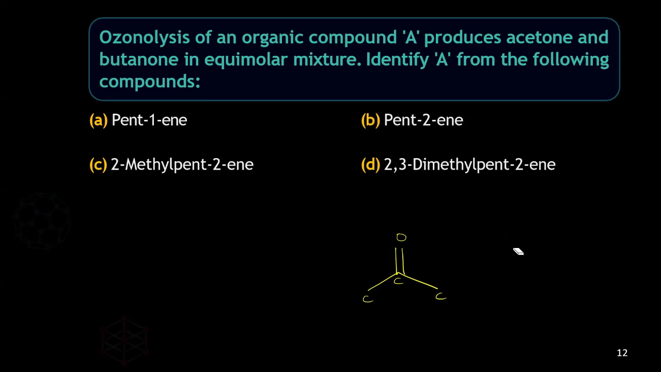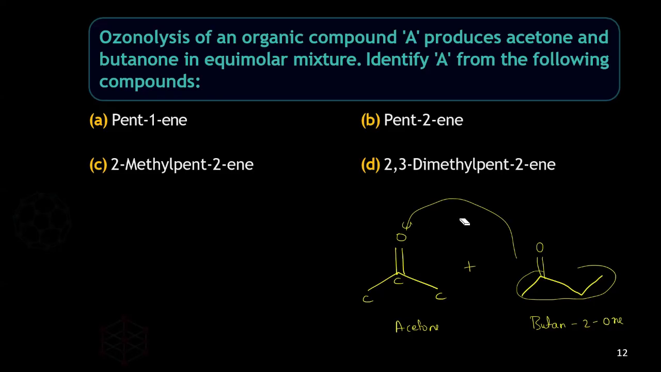Okay. So butanone, you can change this. It should be butan-2-one. This is butan-2-one, and this is acetone. And we know the cleavage will happen at the double bond. That means whatever this structure is there, it is the common structure, and whatever this structure is there, you need to put it here. Understood?